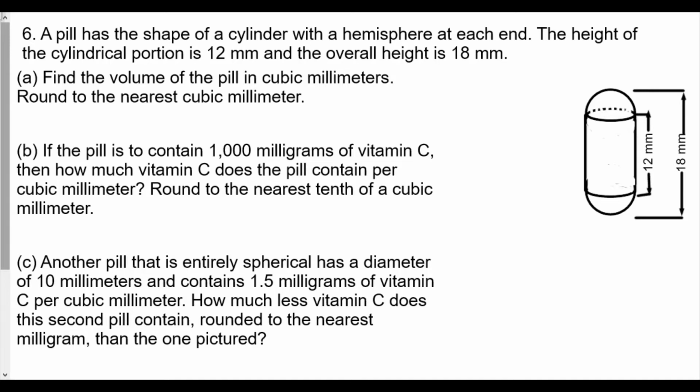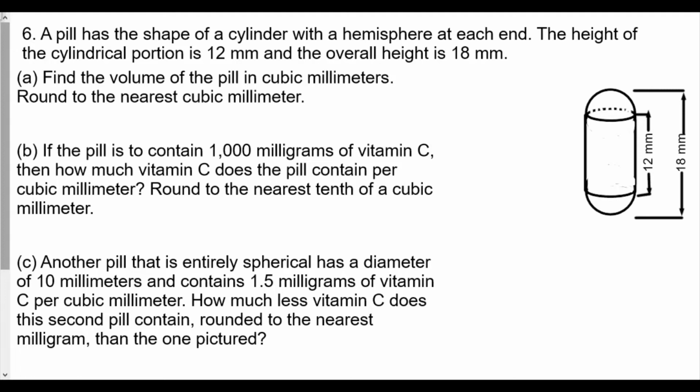This is part 3 of our homework review on spheres. Here we have a question where we had to really think things through. A pill has the shape of a cylinder with a hemisphere at each end. The height of the cylindrical portion is 12 millimeters and the overall height is 18 millimeters. Find the volume of the pill in cubic millimeters, rounded to the nearest cubic millimeter.